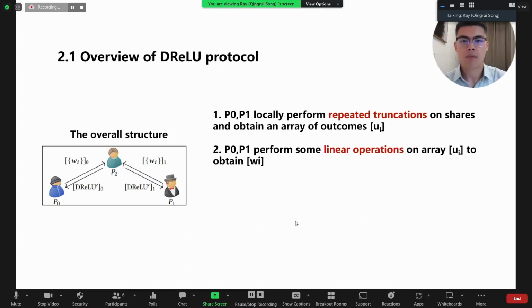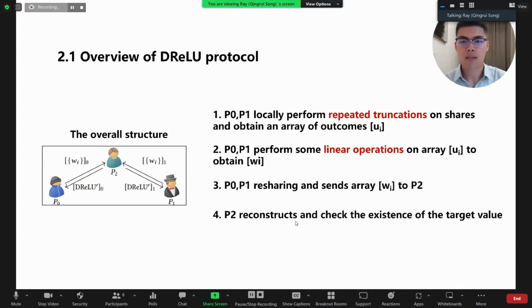Then P0 and P1 perform some linear operations on U_i to obtain W_i and send it to P2. P2 reconstructs the shares and searches for the target value within W_i, and by determining the sign of the inputs based on the target value, P2 sends the results back to P0 and P1. Finally, P0 and P1 can proceed with further computations or directly return the results.